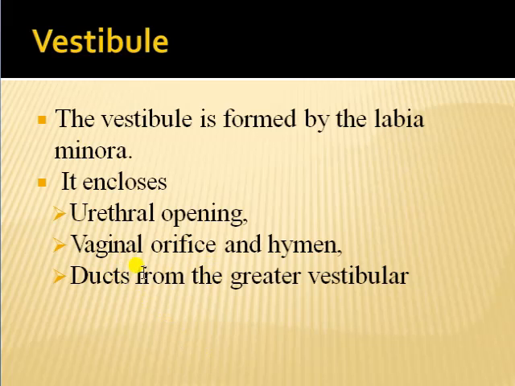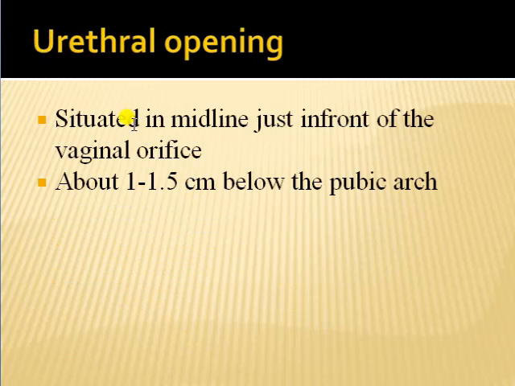In the vestibule, the ducts of the greater vestibular glands are present next to the urethral orifice, situated in the middle, just in front of the vaginal orifice, about 1 to 1.5 centimeters below the pubic arch. That means it lies 1 to 1.5 centimeters below the pubis.